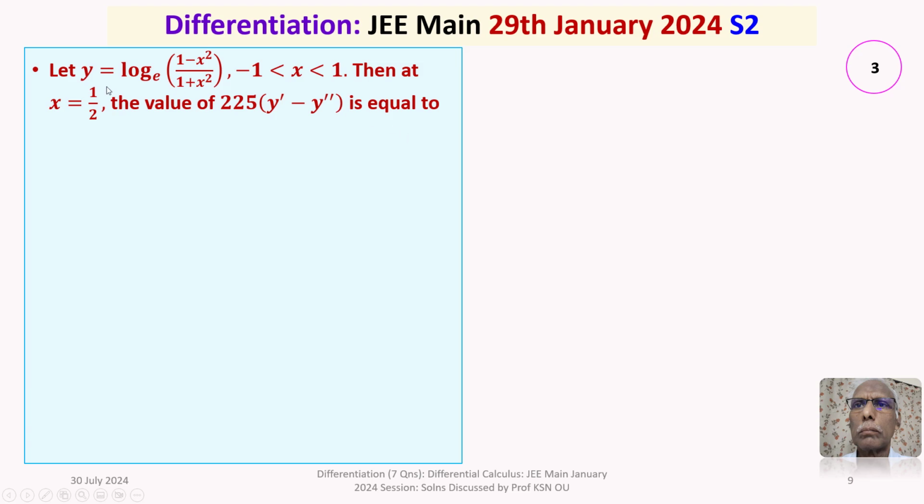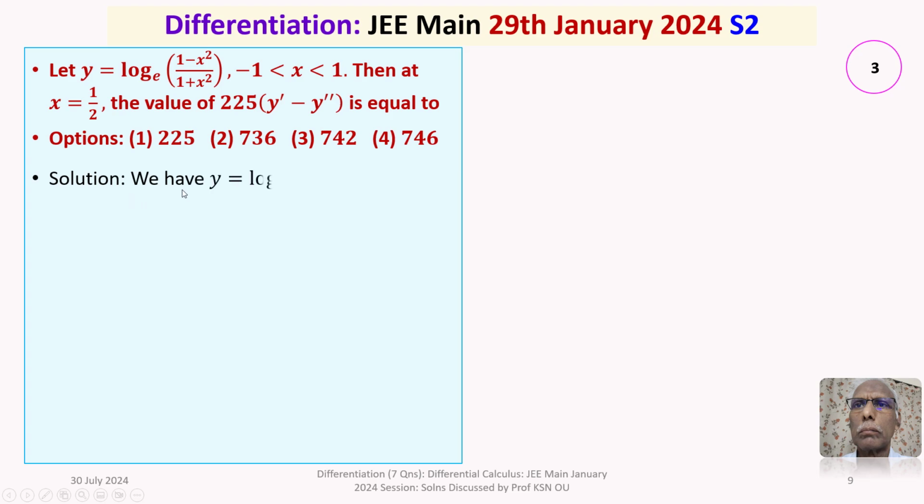So, we take y and straight away differentiate. To differentiate this one, we take logarithms. So, log of a by b, we write it as log of a minus log of b, then we differentiate. So, we are given 4 options. We have y is equal to the given function defined for mod x less than 1. Agreed? Now, y is equal to log of a by b, which is log of a minus log of b.